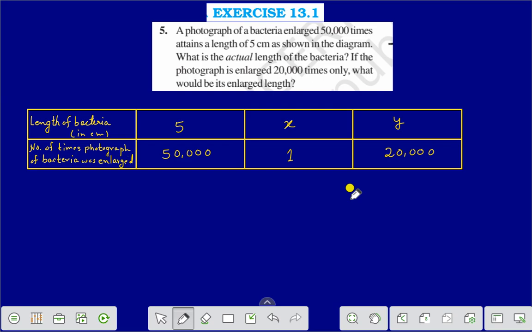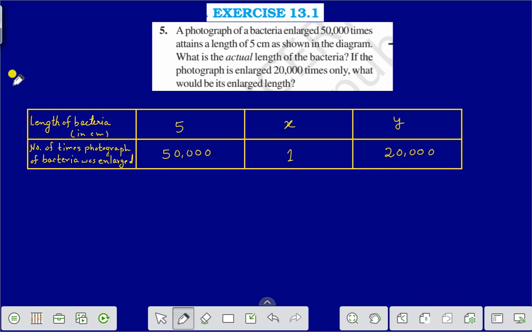Hello everyone, today I'll discuss exercise 13.1 question number 5. A photograph of a bacteria enlarged 50,000 times attains a length of 5 cm as shown in the diagram. What is the actual length of the bacteria? If the photograph is enlarged 20,000 times only, what would be its enlarged length?